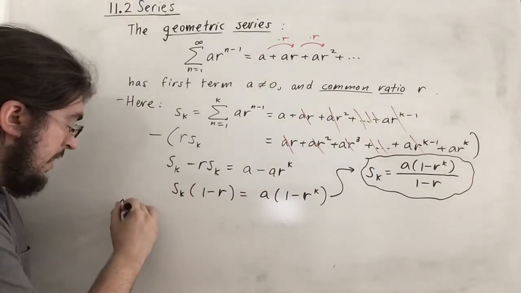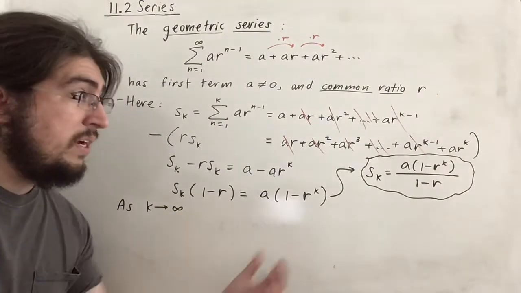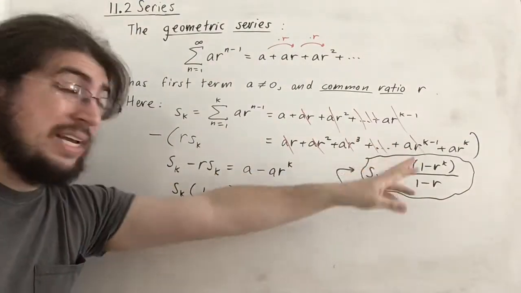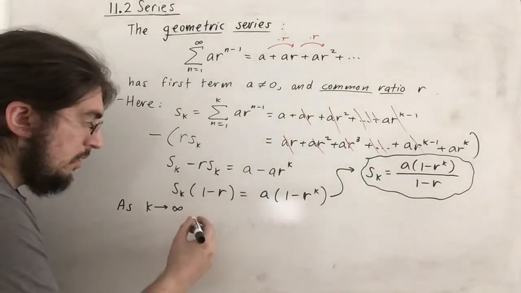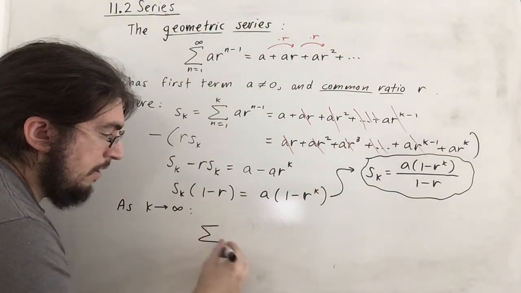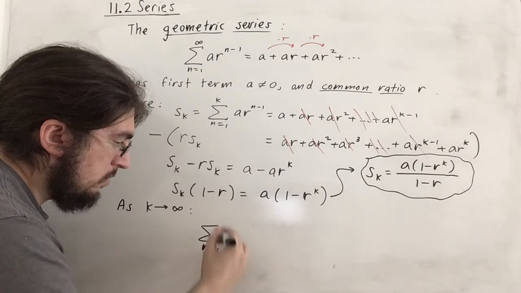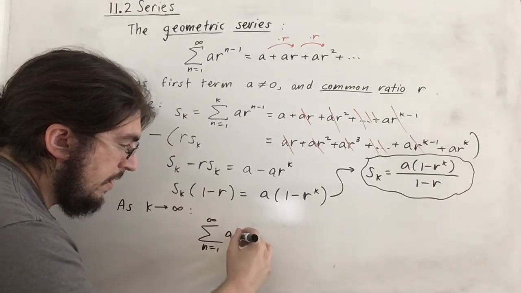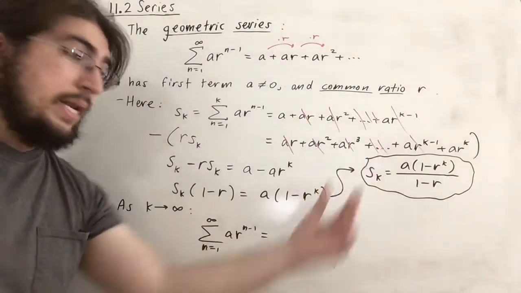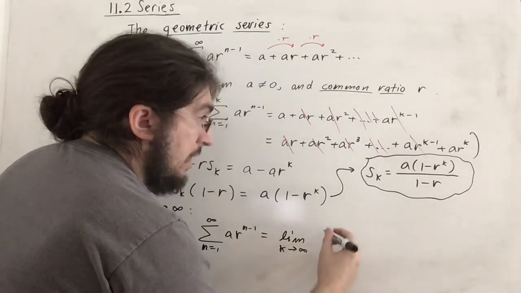So now, as k goes to infinity, what happens? Well, as k goes to infinity, we have r to the k going to infinity. That's the only place k is actually located in, is in the exponent of r right there. So as k goes to infinity, we get the following. We get the sum now, because the limit as k goes to infinity of s sub k is just the series n equals 1 to infinity of a r to the n minus 1. And this is equal to the limit as k goes to infinity of this.